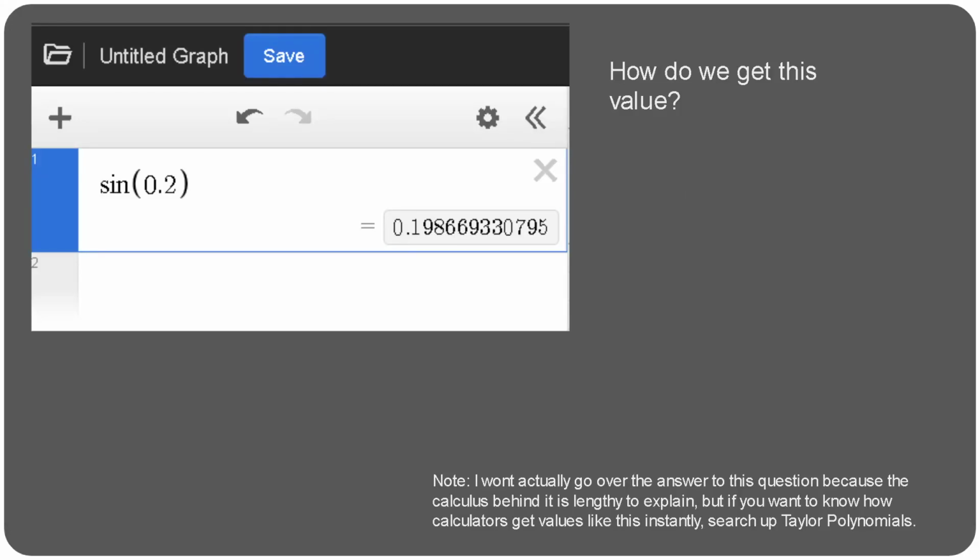Have you ever thought of sine of 0.2? If you haven't, and now you are thinking of sine of 0.2, how does your calculator know what sine of 0.2 is? Because that's a pretty hard value to get.